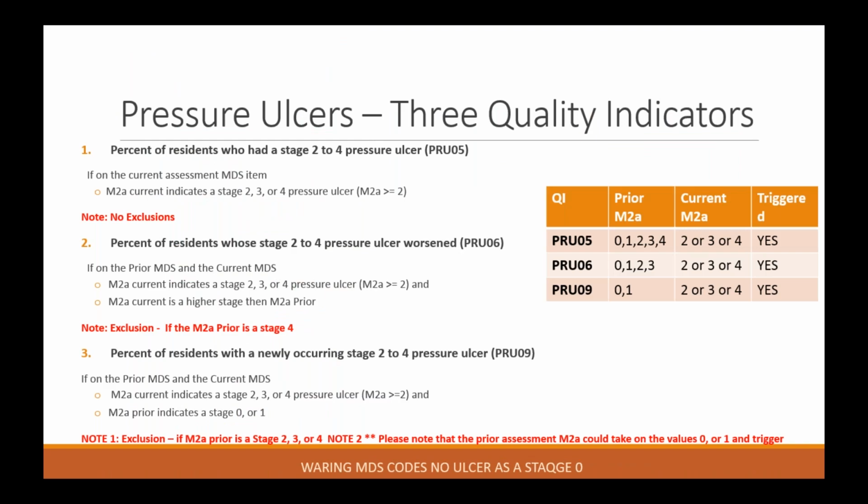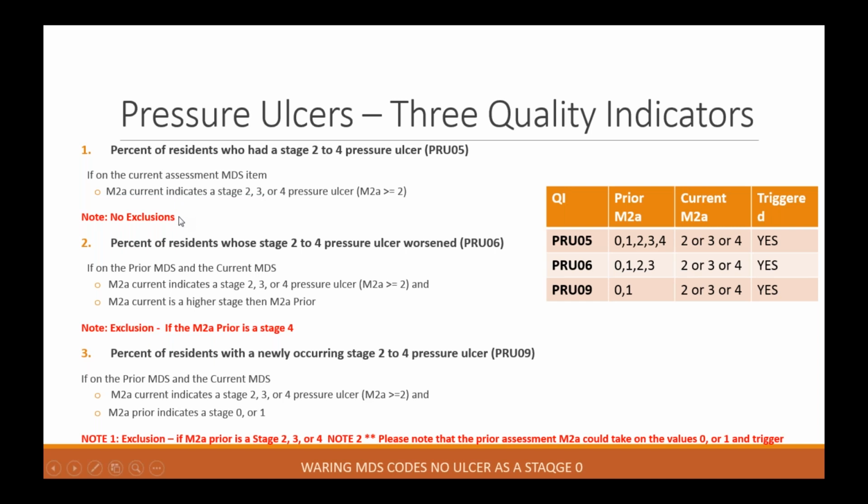Now let's move on to the 3 different indicators and how they're calculated. So the first indicator is residents who had a stage 2 ulcer. So we're only using the one assessment. And all we need to see here is that item M2A on that current assessment has either a 2, 3, or a 4 recorded in there. And that means that to trigger the indicator, we have to be at 2 or higher on the staging. So there are no other exclusion factors. We know already about the general exclusion factors, but there's no specific exclusion factor for this indicator.